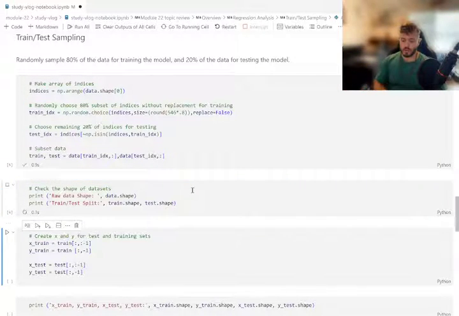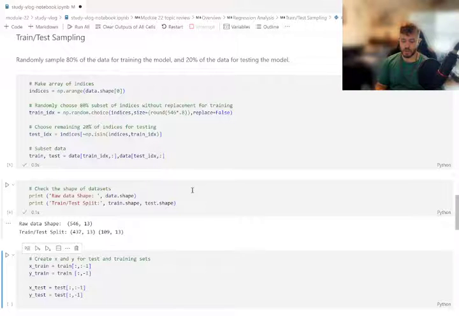So we're just going to make sure we've got the correct shapes. Our original data had 546 rows and 13 columns. We see that we didn't lose any columns here, so that's good. And we know 437 plus 109 is indeed 546. So our train test split looks good.